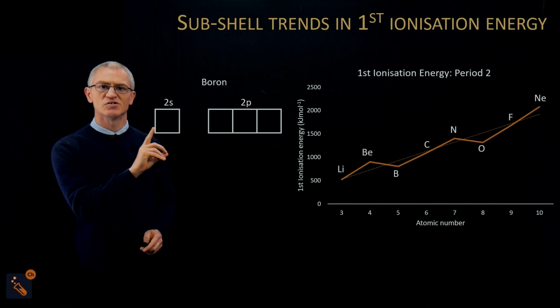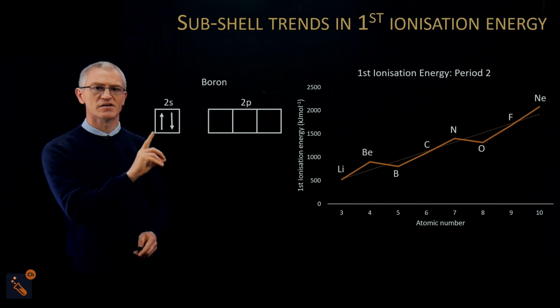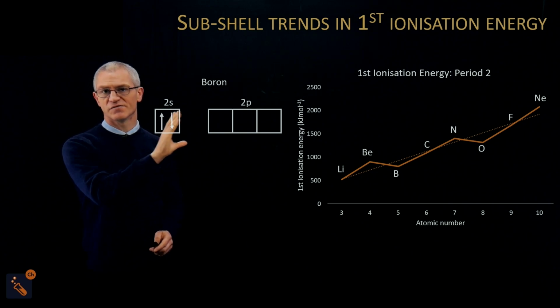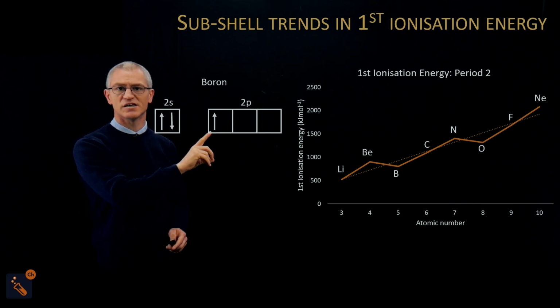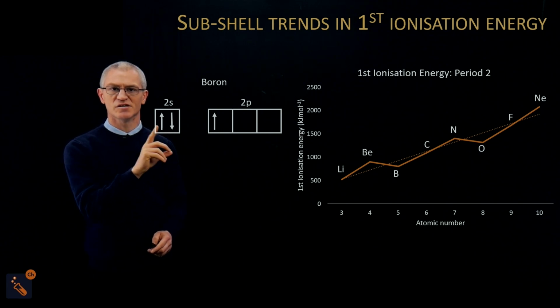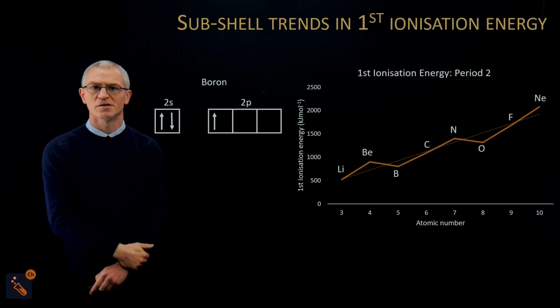Now if you look at that, you fill the 2s first, and you know how many electrons you have to fill because boron's in group 3, so therefore 3 electrons in its outer shell. The third electron will go there because orbitals have up to 2 electrons in them, so that's full. So then we move on to the 2p.